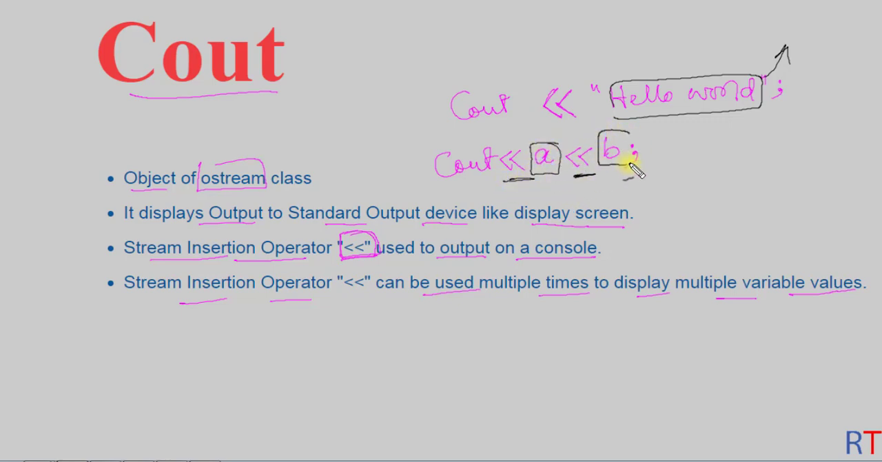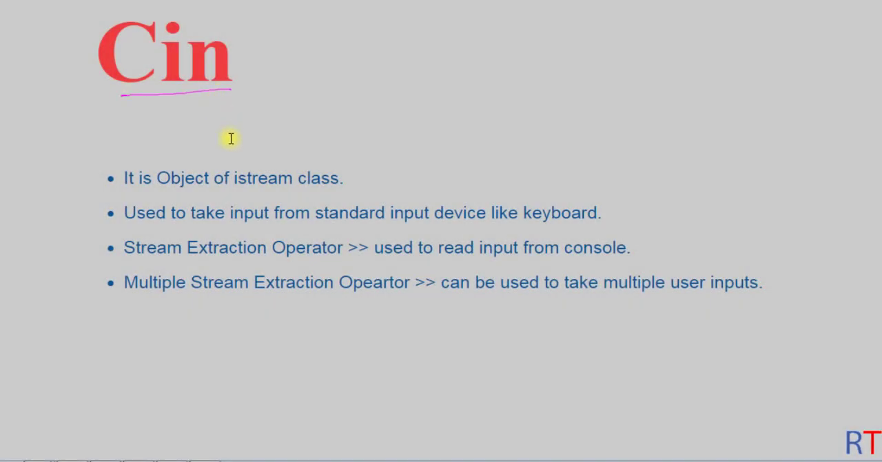And next we have cin. This is one object of the istream class, and it is used to take input from standard input devices like the keyboard. And the stream extraction operator is used to read input from the console. The stream extraction operator is nothing but two greater than symbols. So first we have the cin keyword and then the stream extraction operator. So this will take the user input and we can store that input inside one variable a.